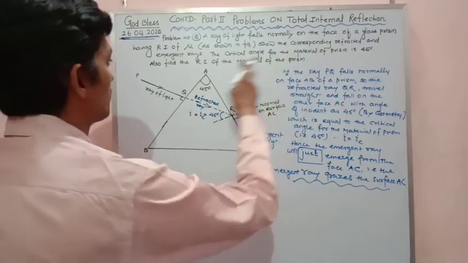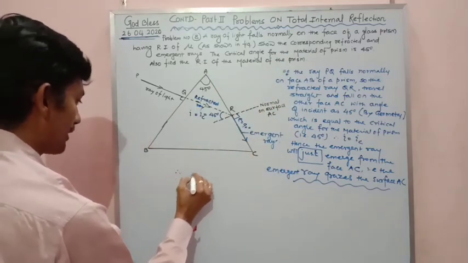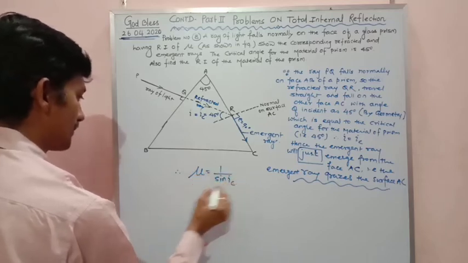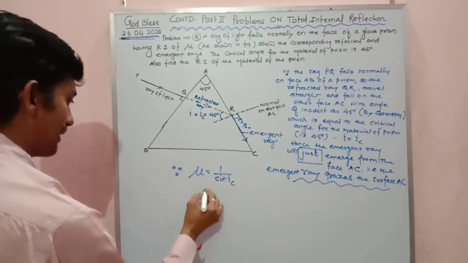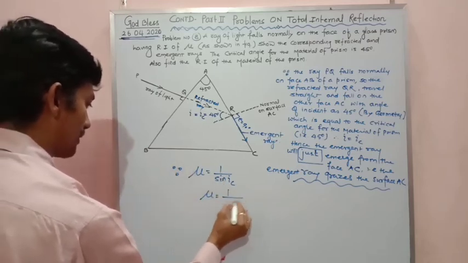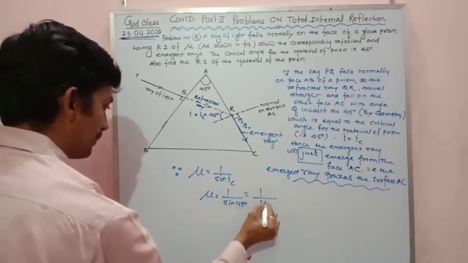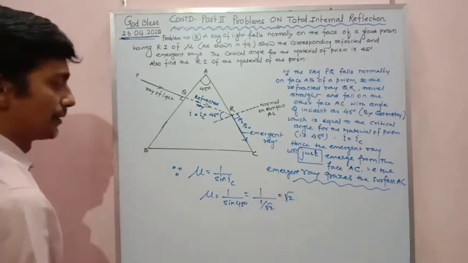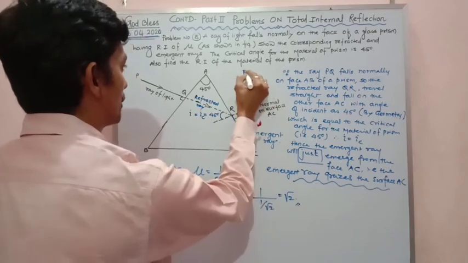And here they have asked me to calculate the refractive index. Now it is easy, since mu is equal to 1 by sin IC, so mu is equal to 1 upon sine of 45, that is equal to 1 upon 1 by root 2. So the value of mu is root 2. That's all. So mu is found, and I have explained this. Please take care.